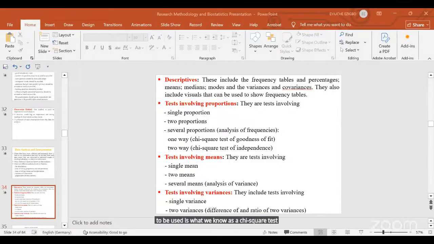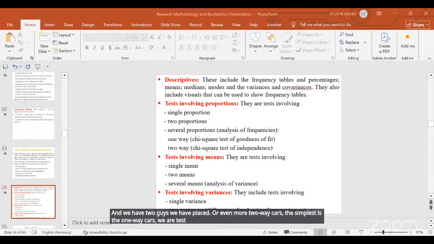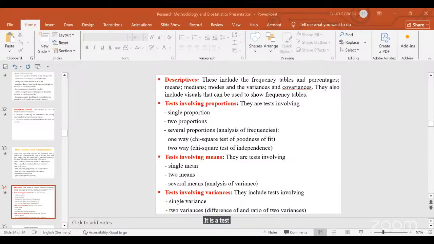Is that clear? Now, in chi-square test, we have one-way chi-square test, and we have two-way chi-square test, or even multi-way chi-square test. The simplest is the one-way chi-square test. I will give a simple example of a test that can be handled with one-way chi-square test. It is a test of goodness of fit. Another name for it is goodness of fit, which we call chi-square test of goodness of fit.